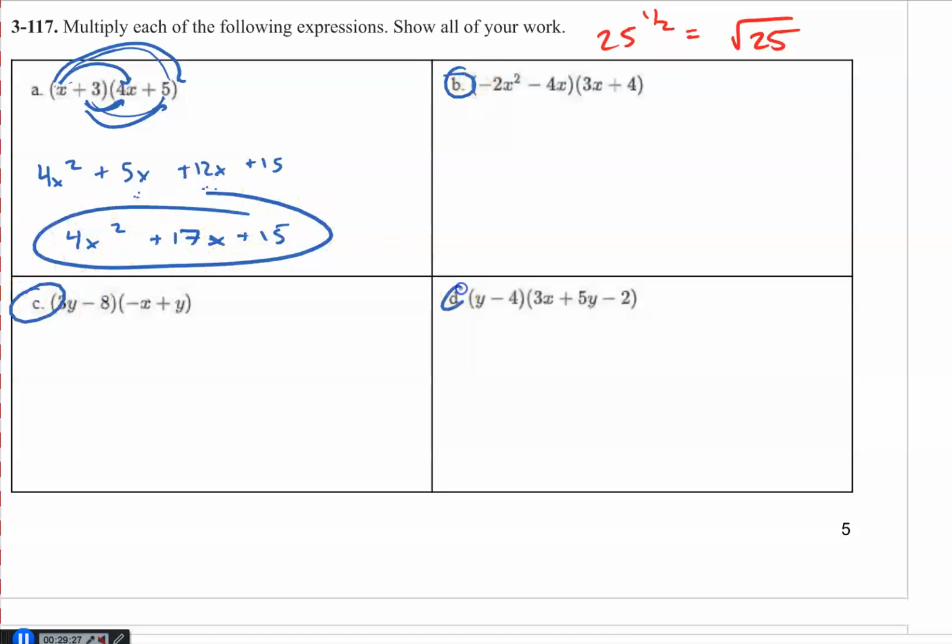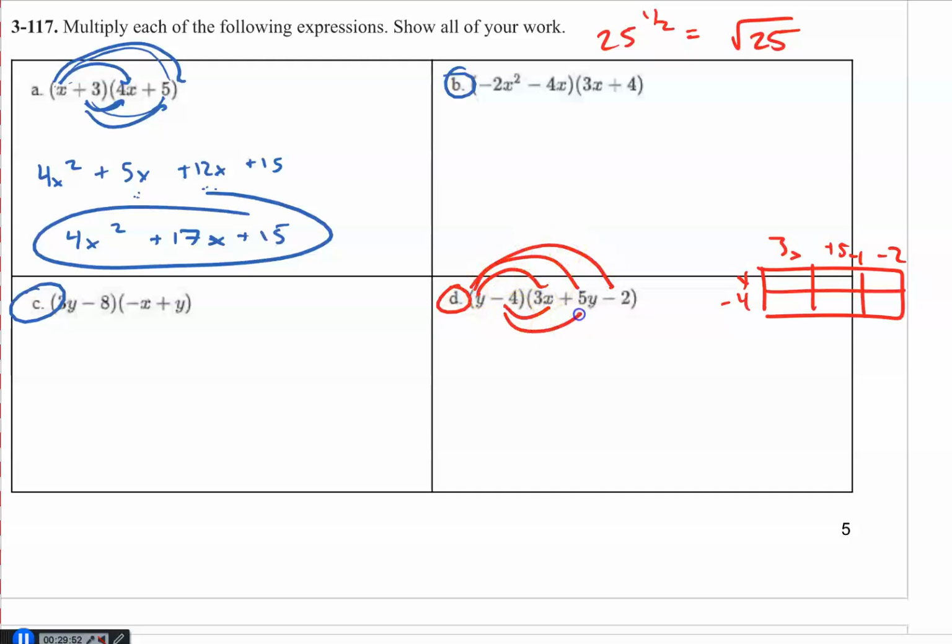Try B, try C. I'll go over D with you. Let's also use FOIL, just so you can see a different method versus the box. If you're drawing the box on this one, you're going to want to draw a 2x3 box. Y minus 4, and then 3x plus 5y minus 2. But here's how FOIL works for these. Y times 3x, that's just 3xy. Y times 5y, that's going to be plus 5y squared. Y times negative 2, that's negative 2y.